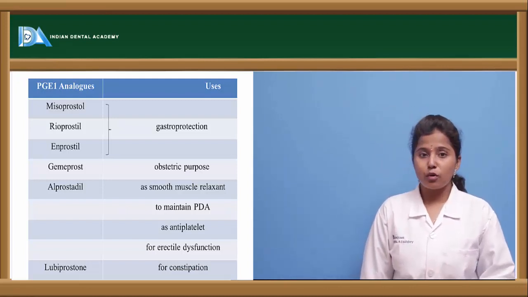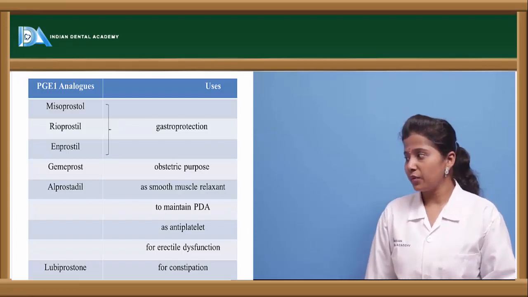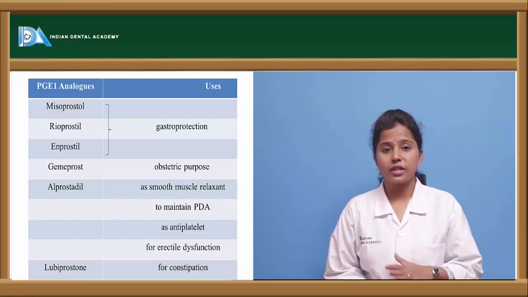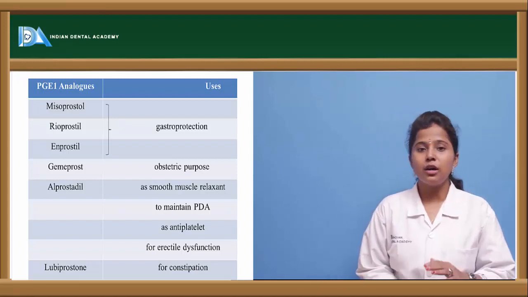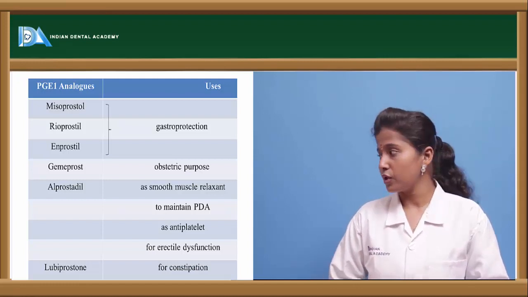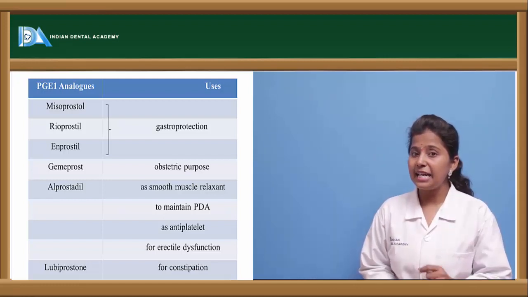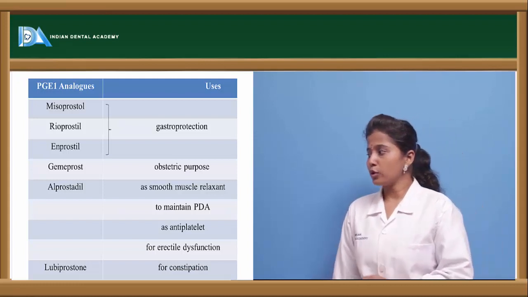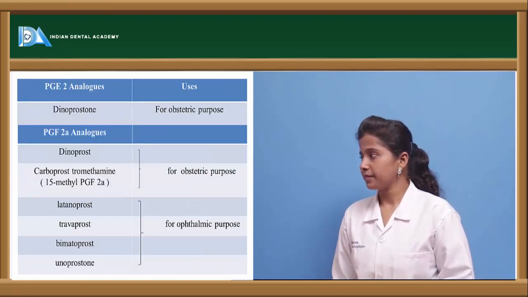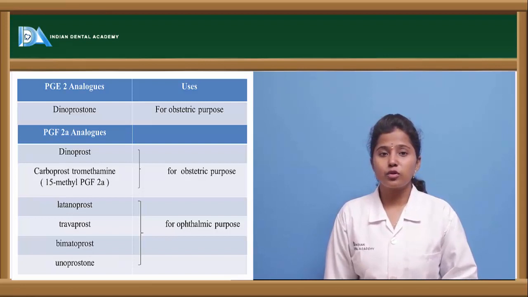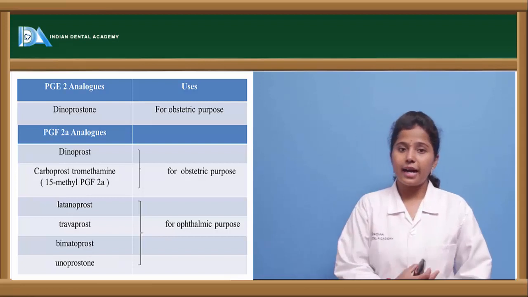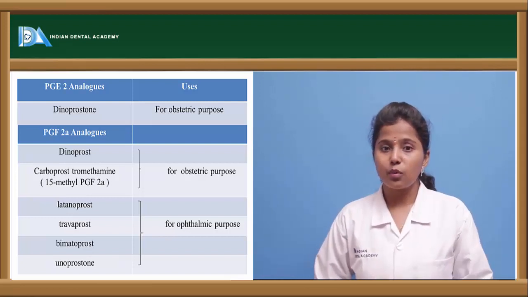And gemeprost is such a kind of PGE1 analog which is specially used for the obstetric purpose. And alprostadil is such a PGE1 analog which is used as a smooth muscle relaxant. It is used in impotence also, as well as an antiplatelet agent. And lubiprostone is such a PGE1 analog which is mainly used for constipation. Among the PGE2 analogs, dinoprostone is the only one which is marketed, and it is used in pregnant women for abortion.